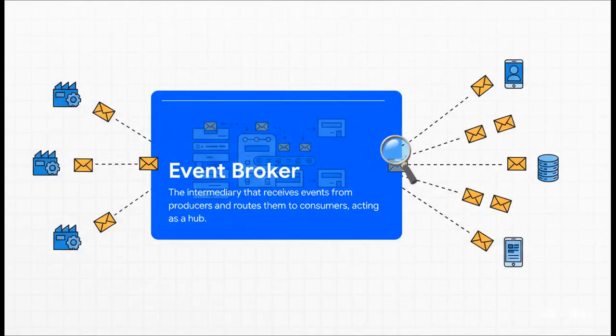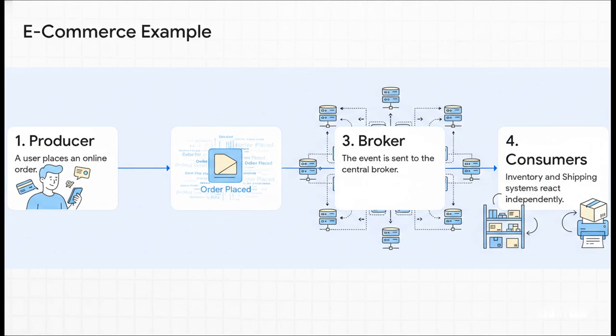But wait a second. How do the producers and consumers even find each other? Well, here's the crucial part. They don't. They don't even know the other exists. They communicate through this middleman called an event broker. And the best way to think about it is like a central post office or a communication hub. Producers just drop off their event messages, and the broker takes care of routing them to all the right consumers. This is the component that makes everything decoupled. Let's walk through a super simple example so you can see it in action.